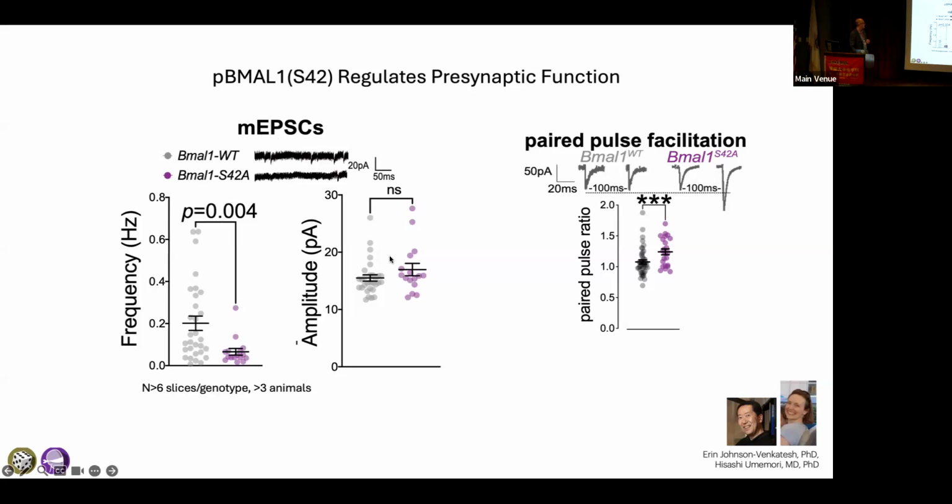We see a normal amplitude on the postsynaptic side, but an impaired frequency. These are single cell recordings done by my colleague Hisashi Umemori. And we see in our mutant a very impaired frequency. So a putative reduction in release.